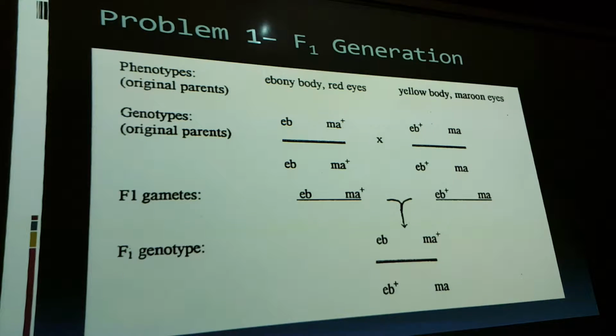Okay? So this is our F1 genotype. And you have to go through all this to figure out what the F1 genotype is, because it's impossible to know whether the dominant alleles are on the same chromosome. Here they're not, are they?